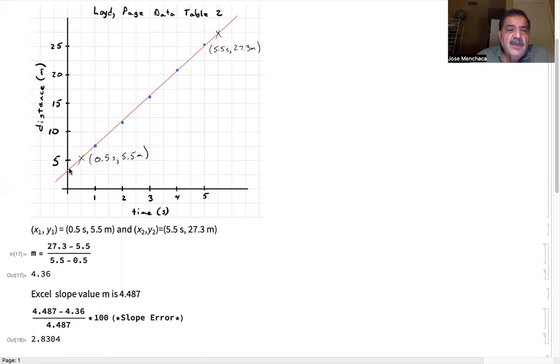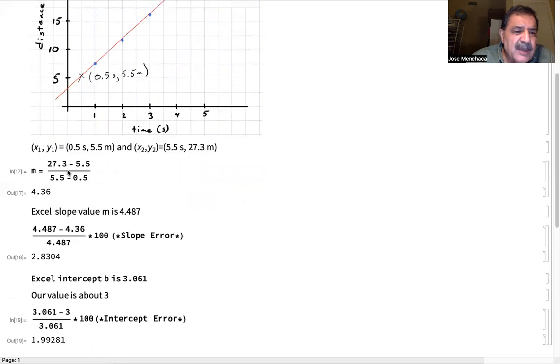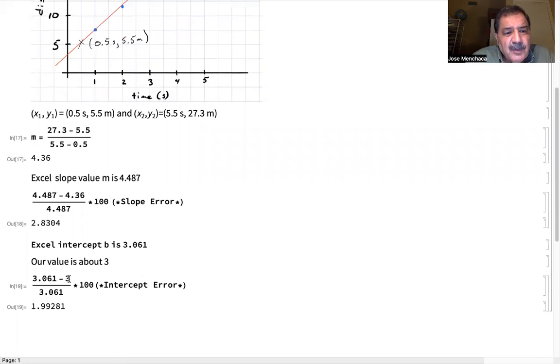Now, let's look at the b value. Where is the intercept? Well, this blue line crosses at exactly 2.5, so it's a little bit above that. So I estimate that it's about 3. Well, our Excel intercept is 3.061. So with our value of 3, let's calculate the percent error, the intercept error. You have 3.061 minus 3 divided by the accepted value of 3.061 times 100, and you get 1.992. It's basically a 2% error.